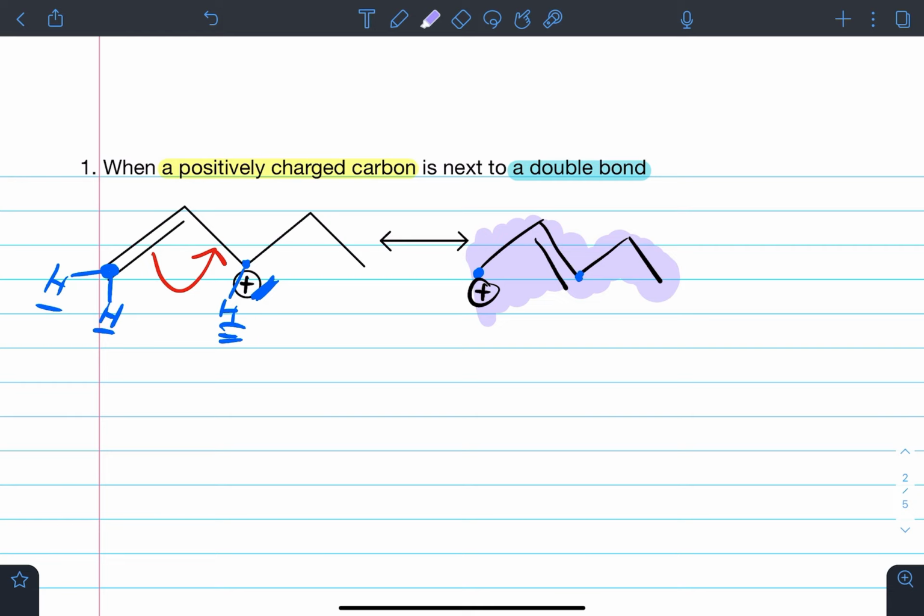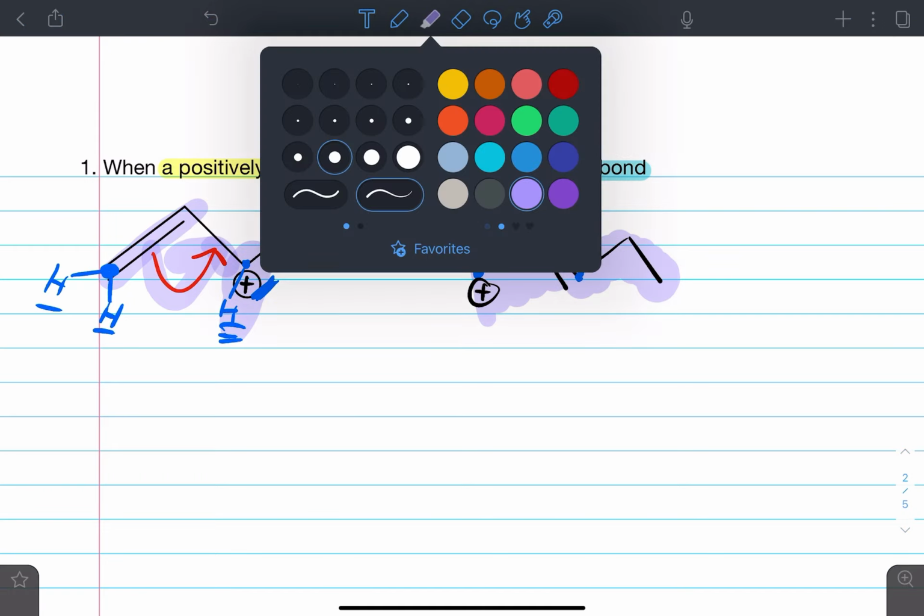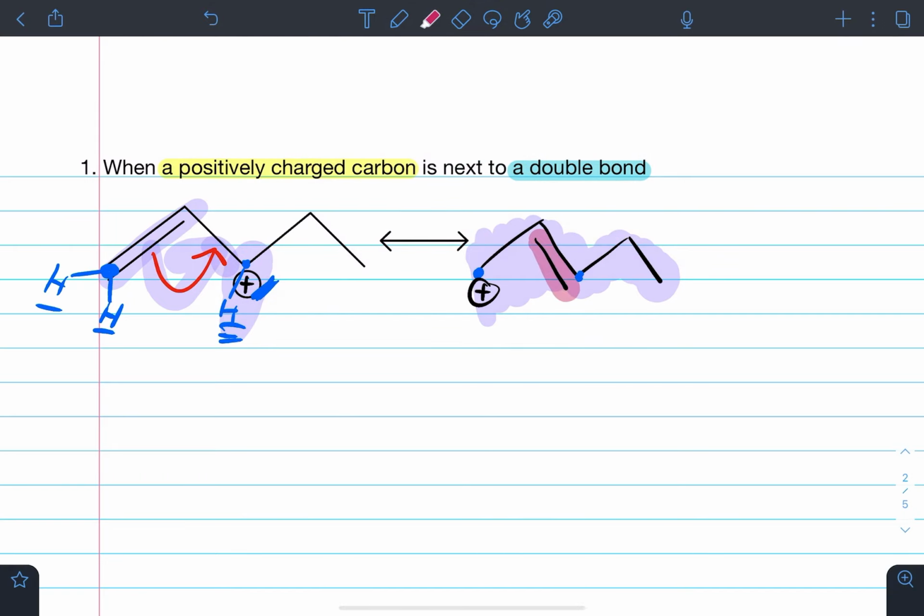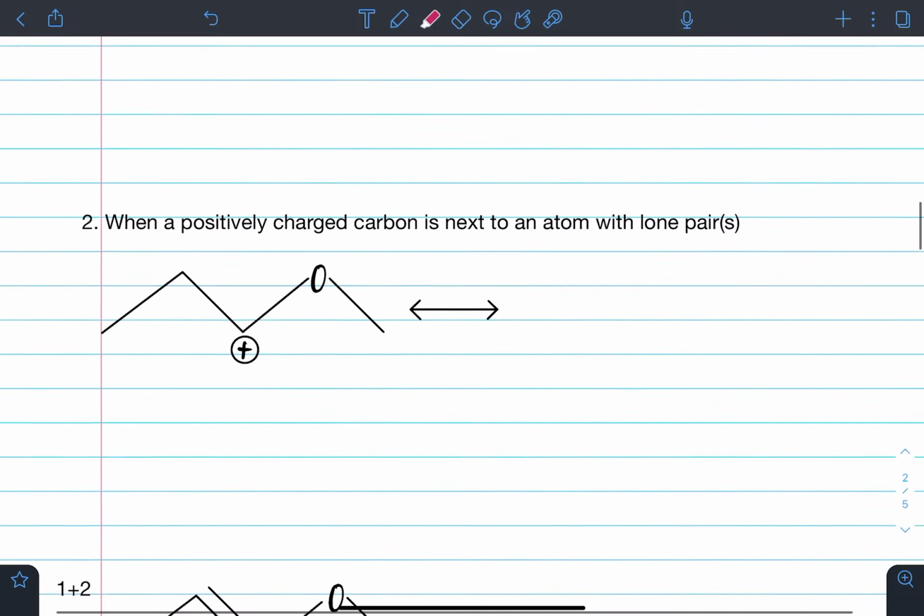Perfect. Once again, we have a positively charged carbon here next to a double bond, okay? So the double bond moves itself to here like a door hinge. Thus, I created a new double bond here, and that changes the charge of this carbon and this carbon. This carbon goes from positive charge to neutral, and this carbon goes from neutral to positive. Okay, perfect. Now let's move on to the second situation.